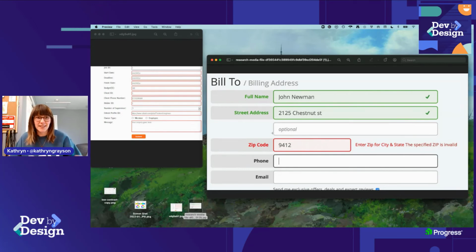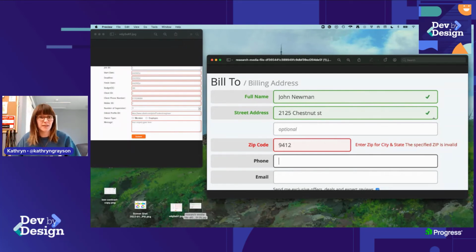And that gives us something beyond just the color to identify what's happening here. Similarly, we get the green validation when something's right, but it's not just the color. We get this check mark icon in the right side of the input box, and that gives us something else.